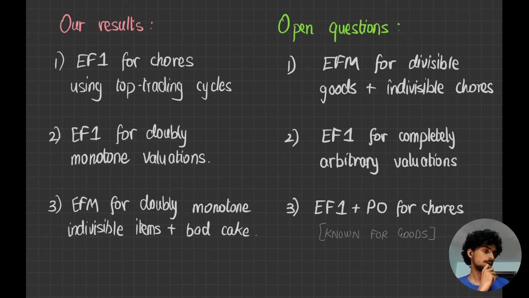There are a few open questions you can look at. For example, looking at the existence of EFM for that top right corner of the table, that's still open. EF1 for anything more general than doubly monotone is also open. We showed the existence of EF1 for chores. However, EF1 plus Pareto optimality for chores is not known. So that's still an open problem. You know how to find it for goods in pseudo-polynomial time, but you don't even know the existence for chores. So that's one interesting line of attack.